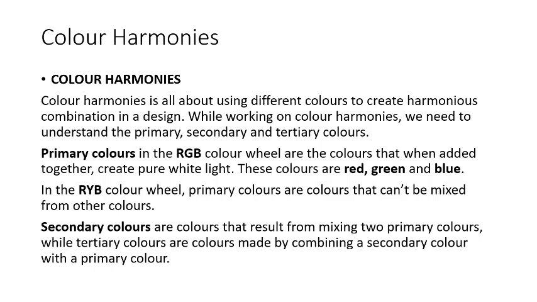Secondary colors are colors that result from mixing two primary colors, while tertiary colors are colors made by combining a secondary color with a primary color. Primary colors are the natural colors; when two primary colors are mixed together, we get secondary colors; and when one secondary color and one primary color are mixed together, it gives us tertiary color.